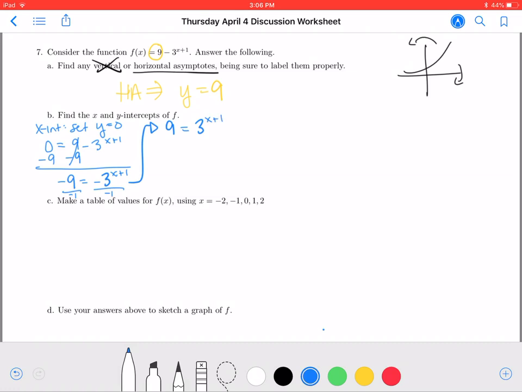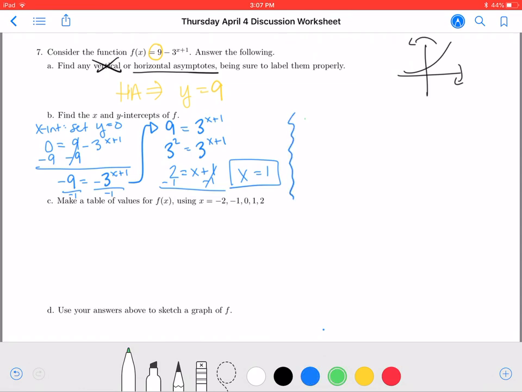How do I solve this exponential equation? I get my bases to be the same, right? So I'm going to rewrite 9 as 3 squared. And now I have 3 squared is equal to 3 to the power of x plus 1, which means I can just set my exponents equal to each other and solve for x. So I get x is equal to a positive 1.